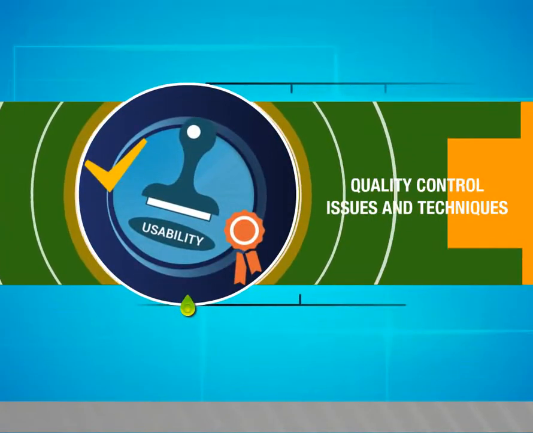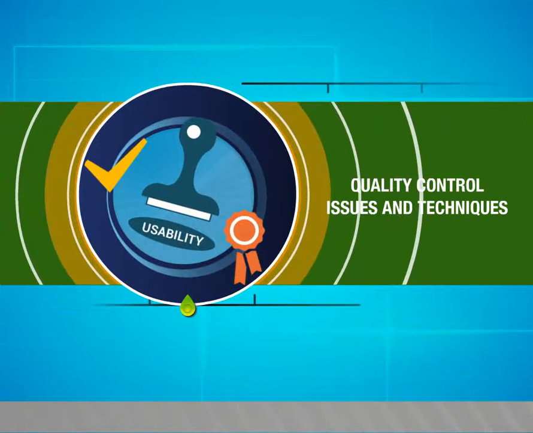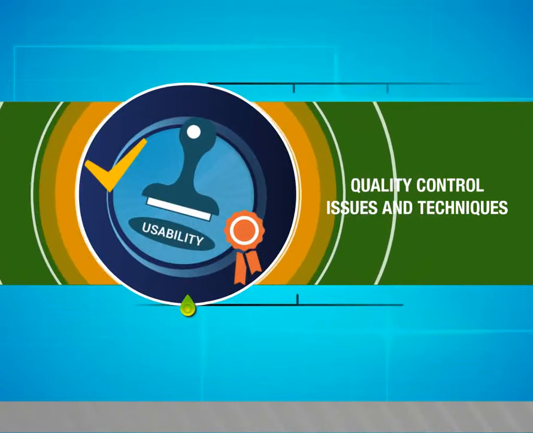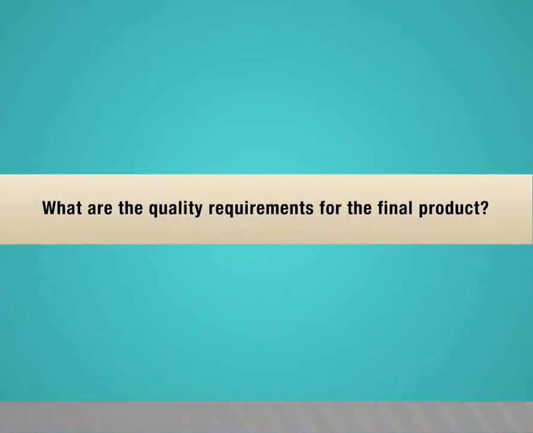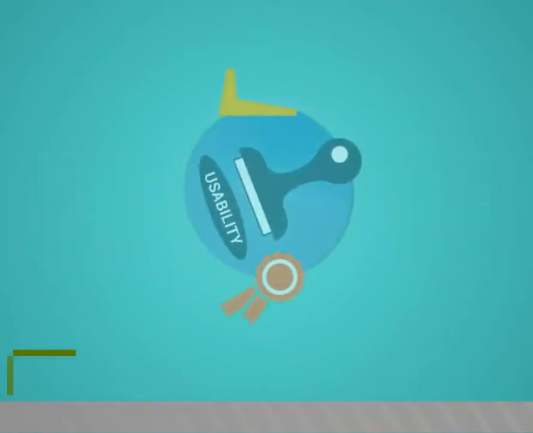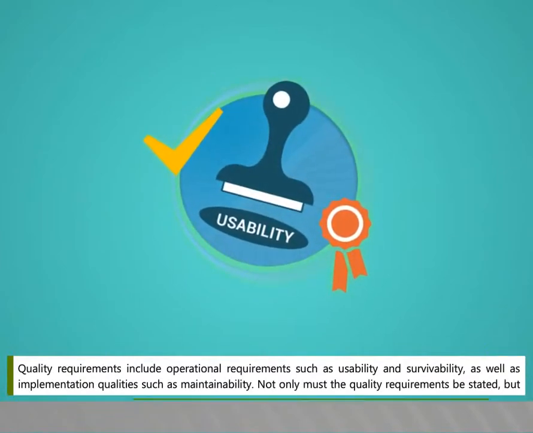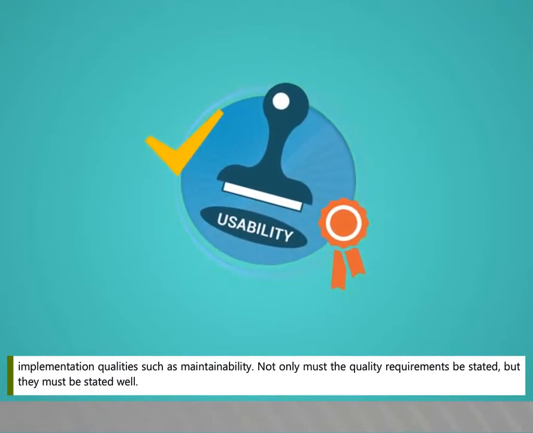Quality control issues and techniques. In this video, we are going to see about quality control issues and techniques. What are the quality requirements for the final product? Quality requirements include operational requirements such as usability and survivability, as well as implementation quality such as maintainability. Not only must the quality requirements be stated, but they must be stated well.